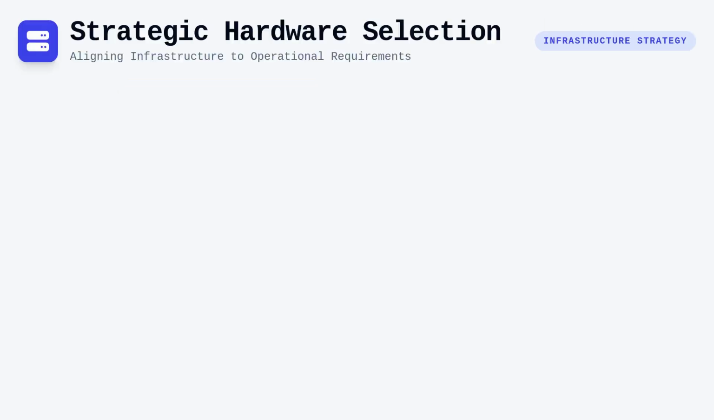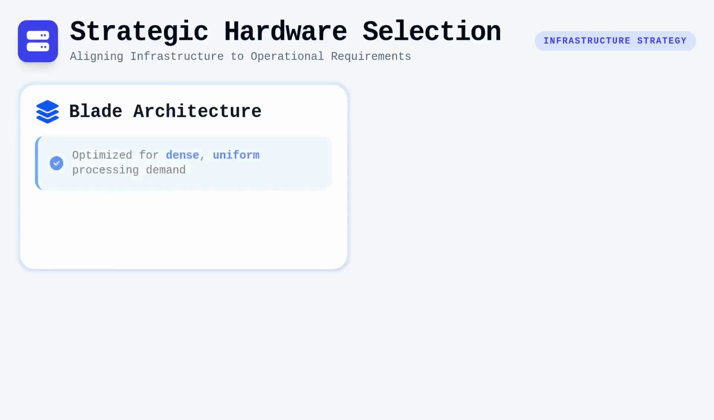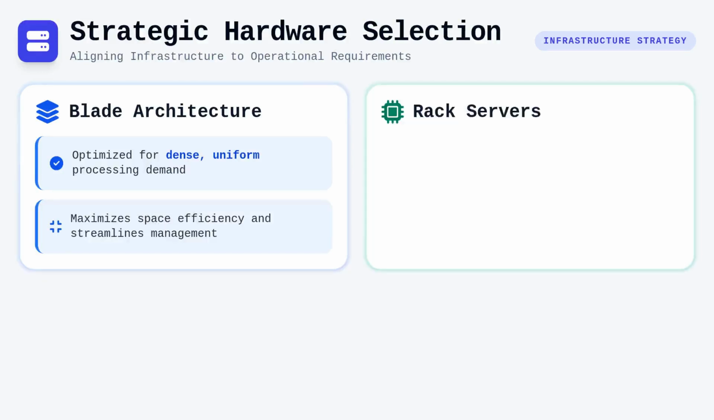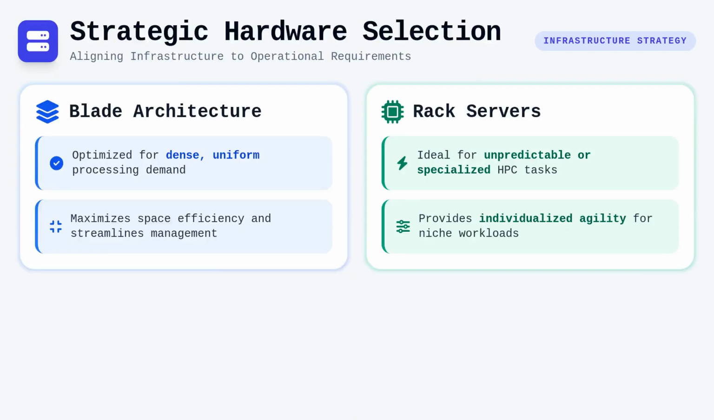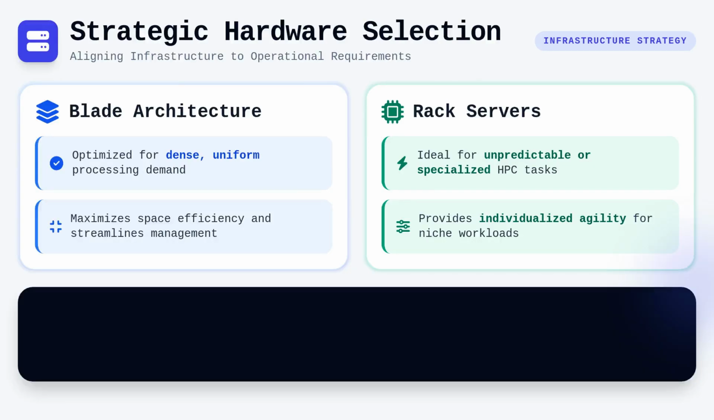Understanding these hardware primitives allows you to make informed decisions regarding workload placement and long-term capacity planning. A dense, uniform processing demand is almost always better served by a blade architecture, whereas unpredictable, niche, or specialized high-performance computing tasks may benefit from the individualized agility of rack servers. By mastering these distinctions, you align your infrastructure strategy with the realities of modern enterprise requirements, ensuring that your hardware remains an enabler for your hybrid cloud objectives rather than an artificial bottleneck.